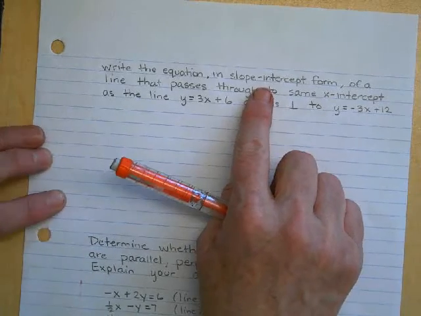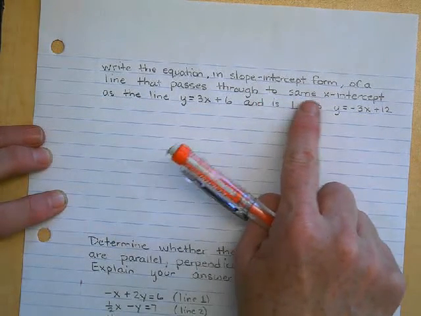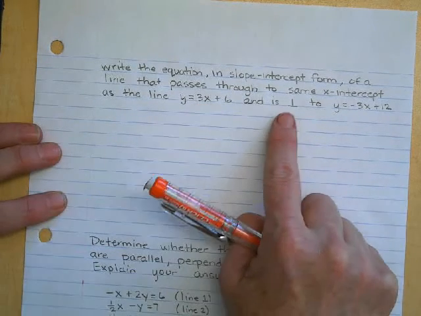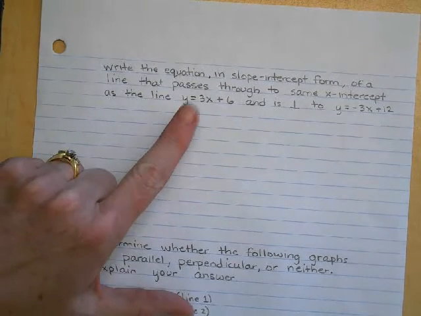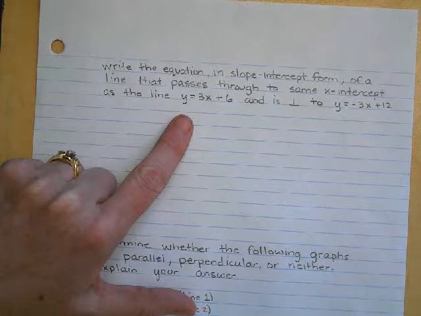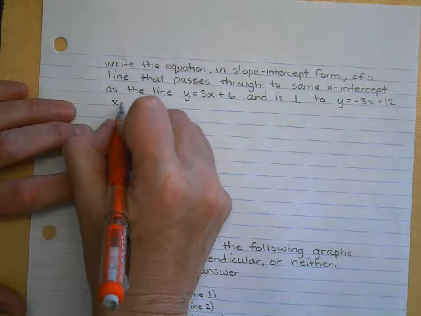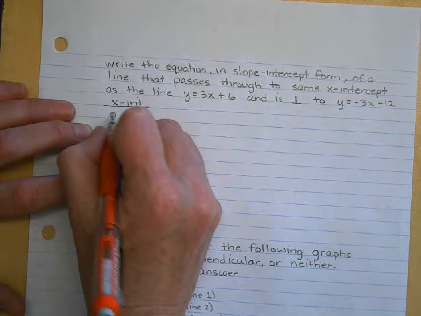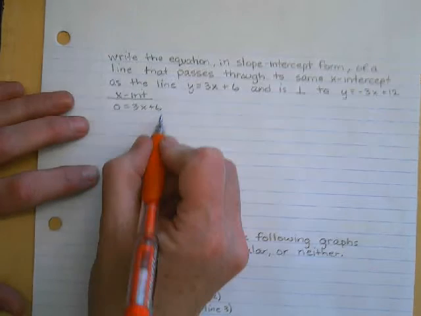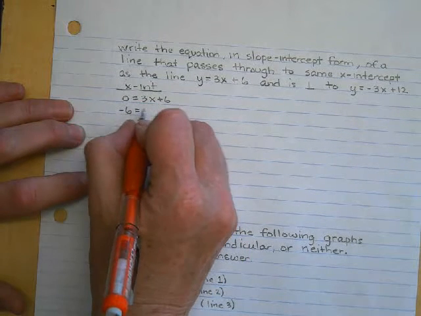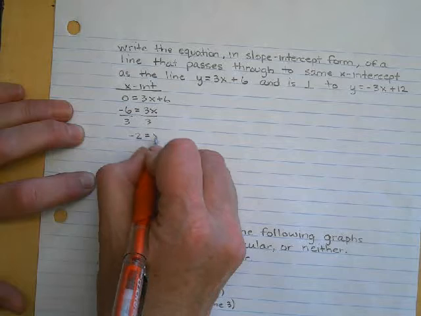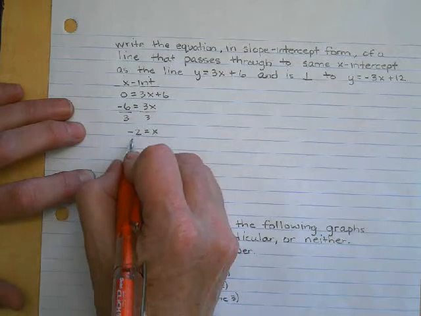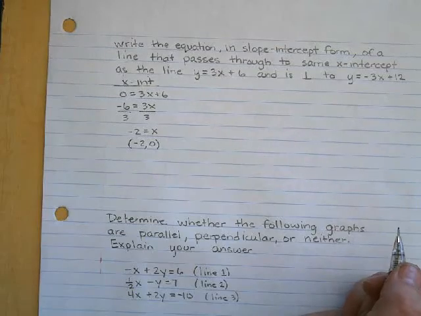Okay, let's look over here. Now, slope-intercept form, a line that passes through the same x-intercept as this line, and it's perpendicular to this line. Okay, so we're a little advanced here. We've got a lot of directions. Okay, so if I want the x-intercept, do you remember what we do? I plug in 0 for y and solve for x. Okay, I'm going to subtract 6 from both sides. Divide both sides by 3. Okay, so that's my x-intercept right there. So when x is -2, y is 0.